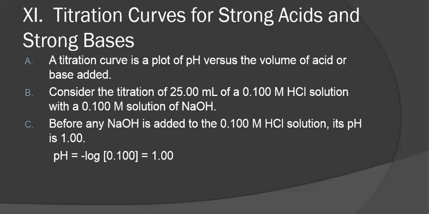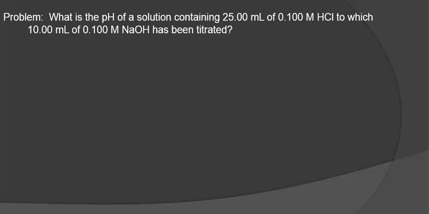Before you add any base to the solution, its pH is 1, just by taking the negative log of 0.1, which is the concentration of HCl. I want to find the pH after I've added 10 mL of 0.1 molar NaOH to this solution.